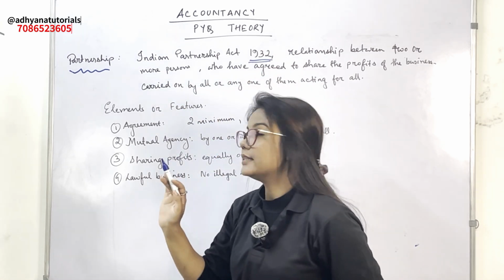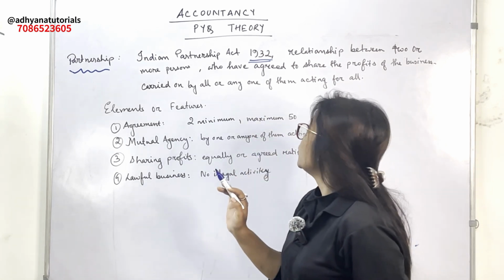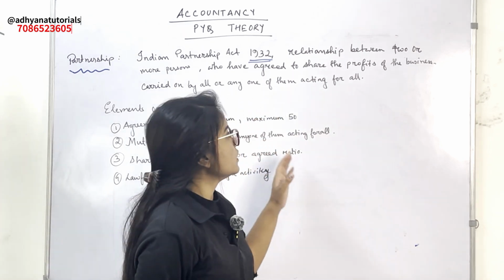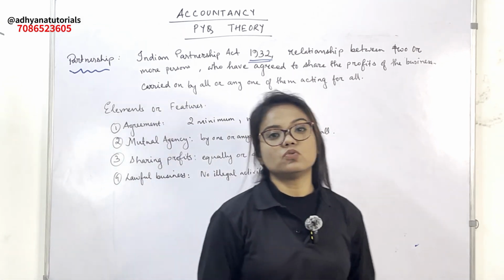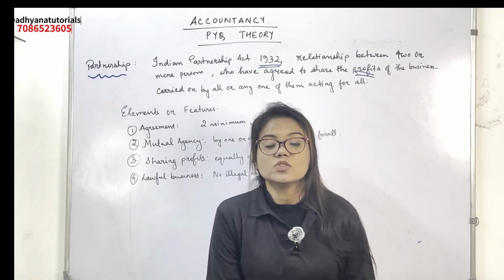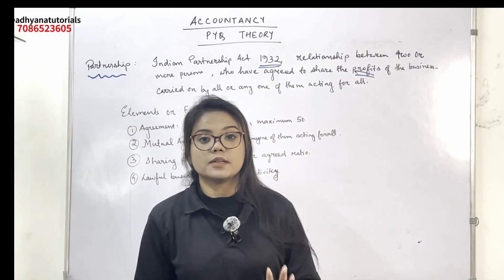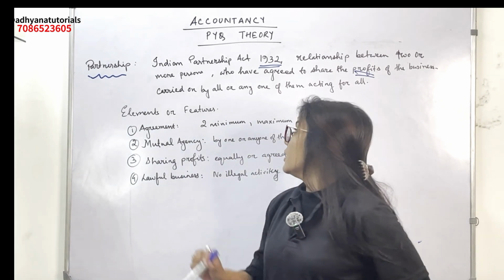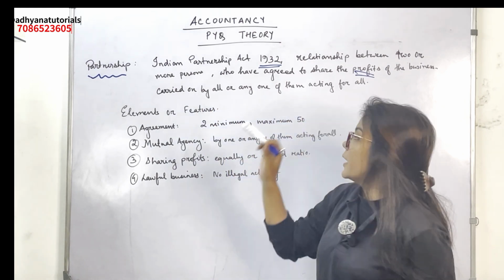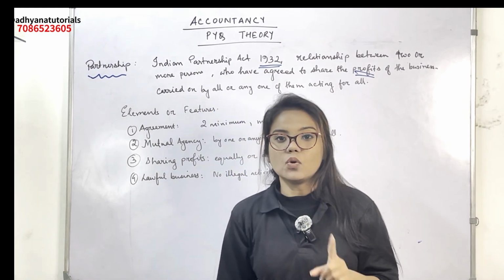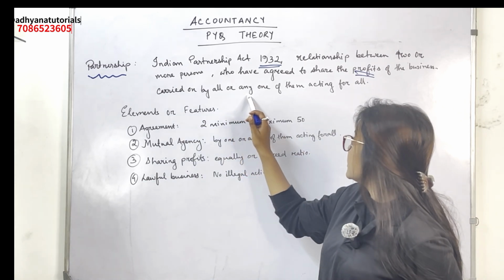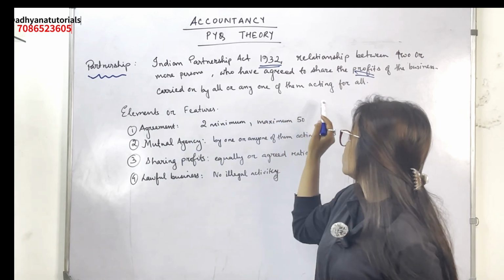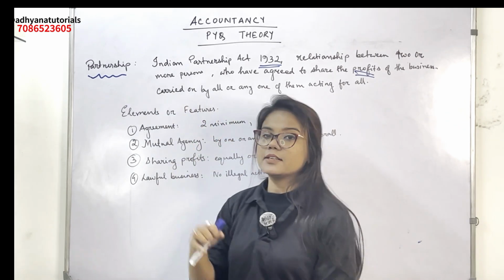Indian Partnership Act 1932 defines partnership as the relationship between two or more persons, दो या दो से अधिक लोग जब agree करते हैं कि they are going to start a business together and share the profits of the business together, carried on by all or any one of them acting for all. उनमें से कोई एक active partner रह सकता है या फिर everyone who is doing the business is going to work for the business together is known as partnership.